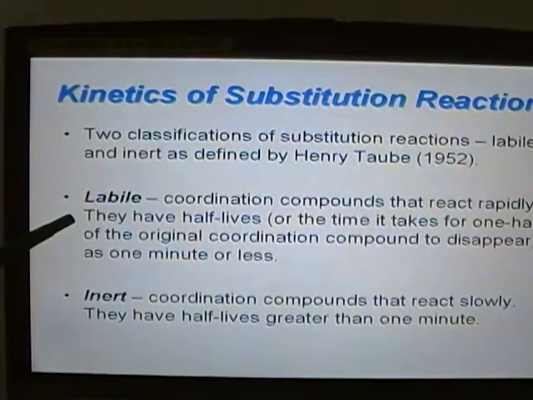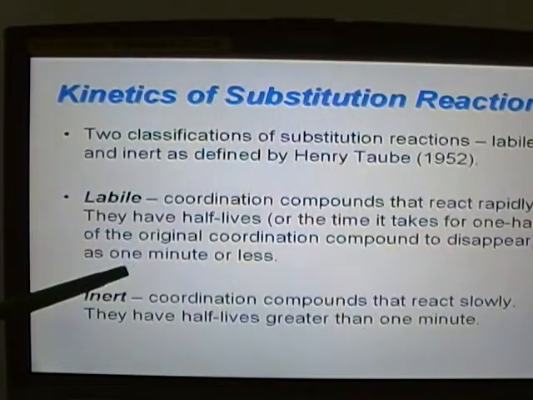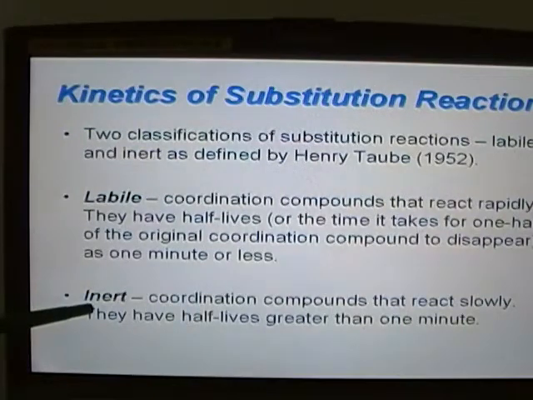Reactions for labile complexes have half-lives on the order of 1 minute or less, as defined by Taube. Inert complexes are compounds that react very slowly. For some reason, the bonding between the metal cation and the ligand is very strong. These compounds have half-lives greater than 1 minute.